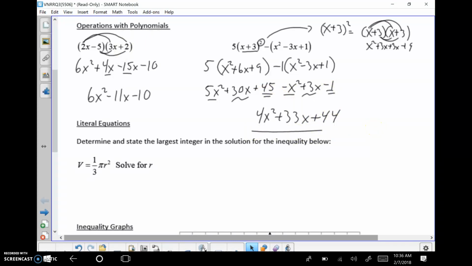That's it. Okay, solving literal equations. Literal equations are just like solving equations.